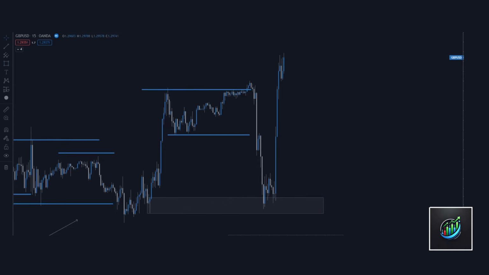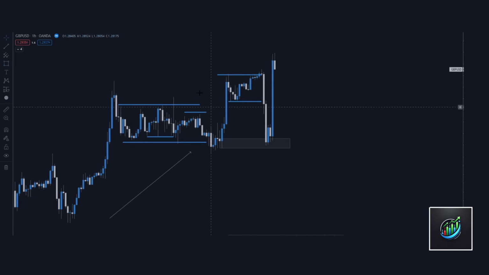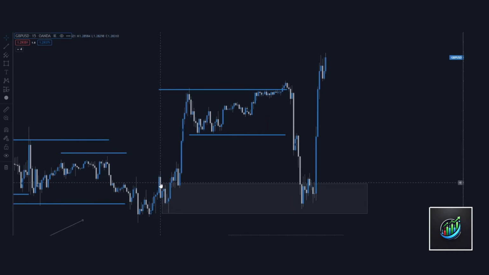We have an order block right here. If I move up to the hourly time frame, we can see we've broken structure. Very impulsive move, creates lots of imbalance. We have an hour order block. We go down to the 15-minute, we can refine it right down to this candle here.